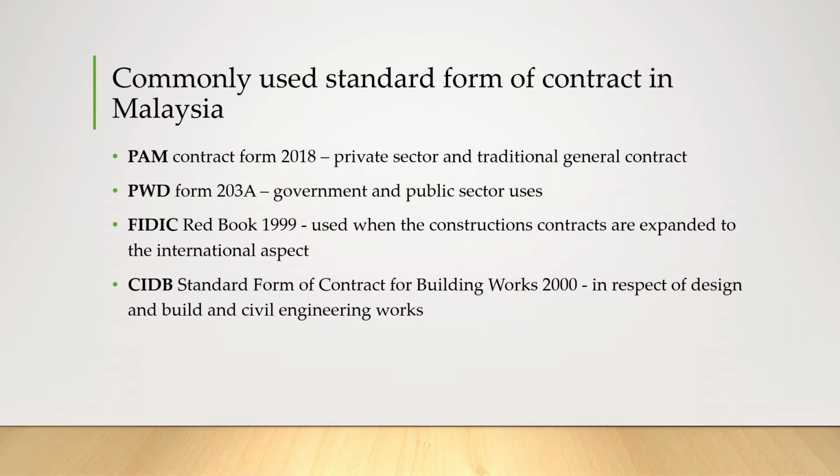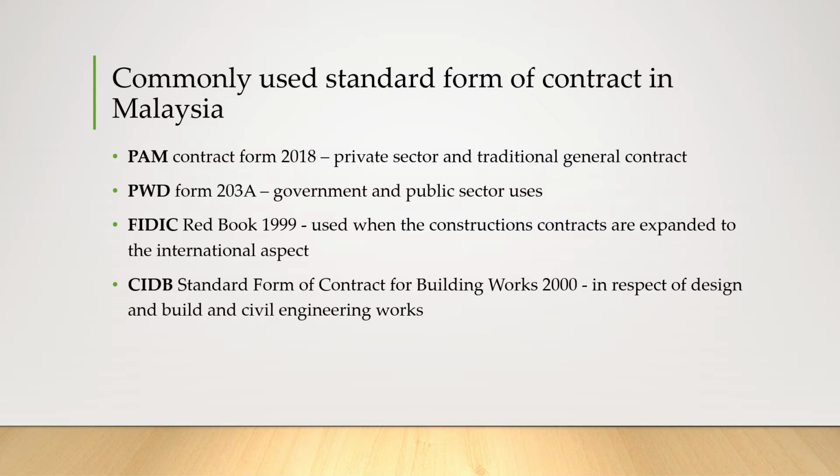So in Malaysia, there are some commonly used standards for a contract. Here I will give four examples. The first one is PAM Contract Form 2018. This is usually for the private sector, and this is the traditional general contract. For the second one, it is PWD Form 203A. This is from the JKR, and this is usually used for the government and public sector.